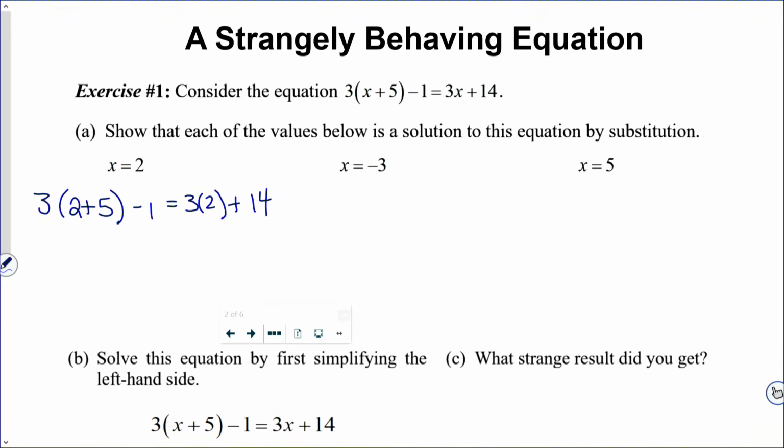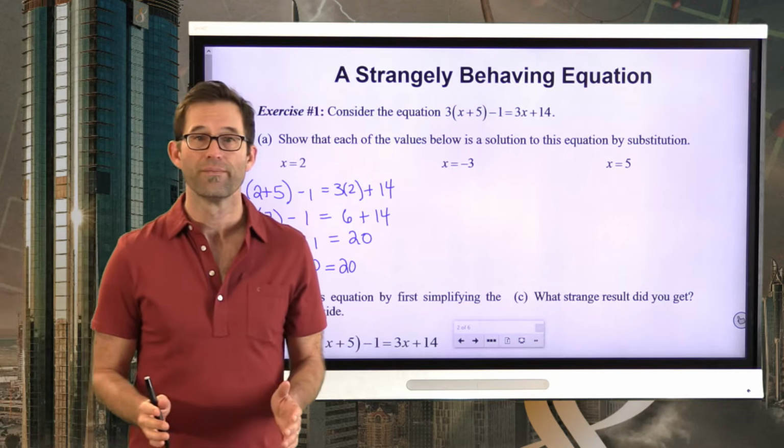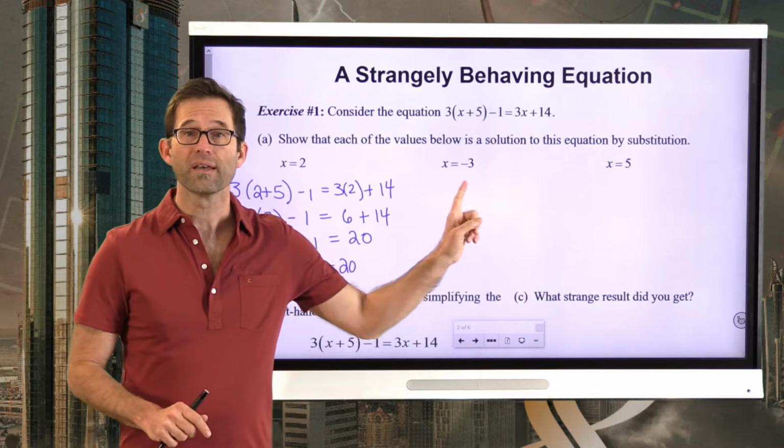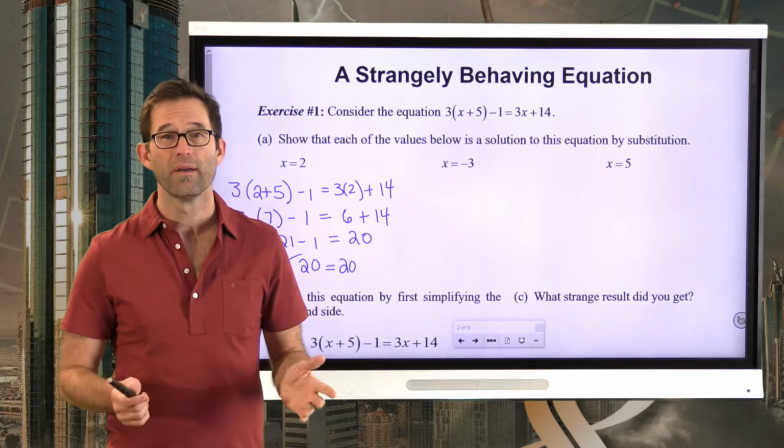Well, on the left-hand side, we have to do that 2 plus 5 first, which is going to be 7. On the right-hand side, we have to do that 3 times 2 first, which is going to be 6. Then, of course, we have 3 times 7, which is 21, minus 1. Here we have 6 plus 14, which is 20. And that gives us 20 equals 20. And that's true. And because it's true, that means that x equals 2 is a solution. Now, what I'd like you to do is test to make sure that these two are also solutions. Pause the video now and go ahead and do that.